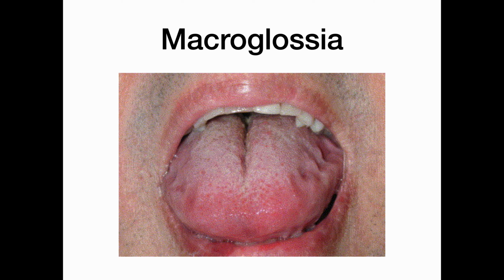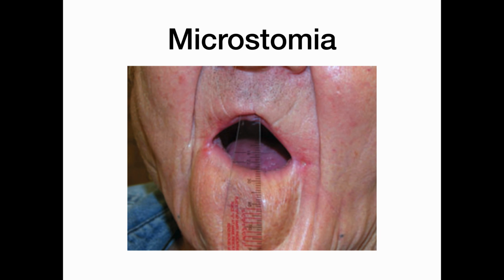Big tongues don't make it any easier to do anything in the mouth or the airway. So your amyloids and your mixed edema patients. Microstomias, small mouths, small reduced mouth opening. TMJ arthritis can make it very, very difficult to get any form of airway in.